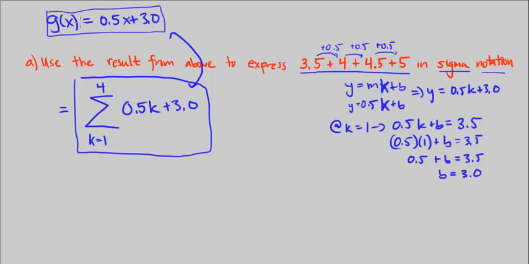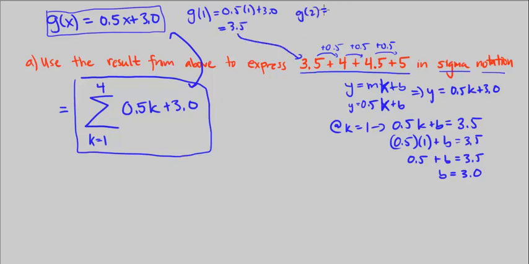If x is 2, well, if I plug in 2 here, what's 2 times 0.5? 2 times 0.5 is 1. 1 plus 3 is 4. That gives me my second term. So these are going to be the same because I can say g of 1 is, I plug in 1 for every x value, 0.5 times 1 plus 3.0. That's 3.5. That gives me that first term.